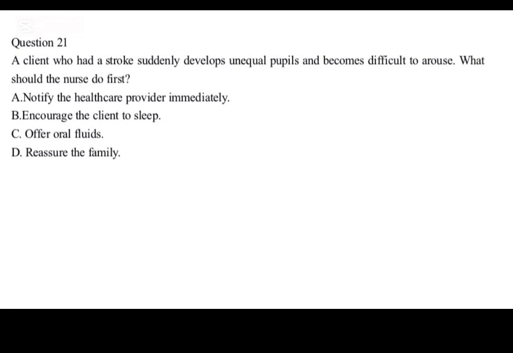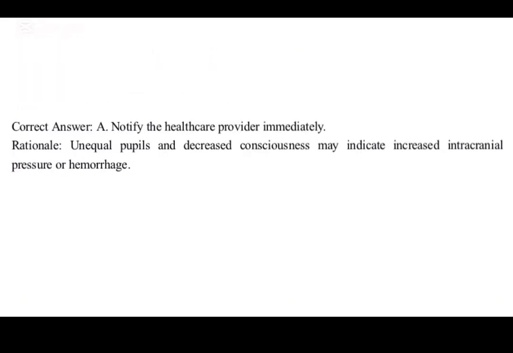Question 21. A client who had a stroke suddenly develops unequal pupils and becomes difficult to arouse. What should the nurse do first? A. Notify the healthcare provider immediately. B. Encourage the client to sleep. C. Offer oral fluids. D. Reassure the family. Correct answer, A. Notify the healthcare provider immediately. Rationale. Unequal pupils and decreased consciousness may indicate increased intracranial pressure or hemorrhage.